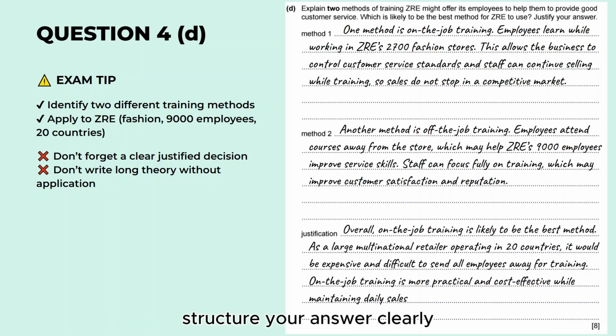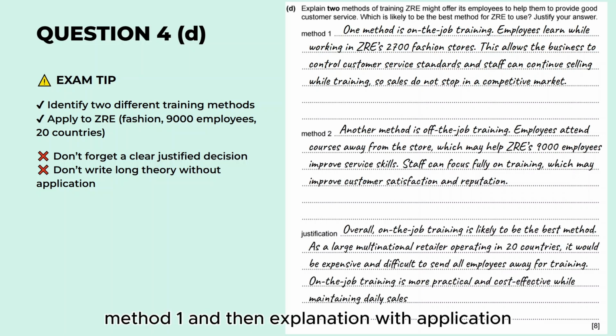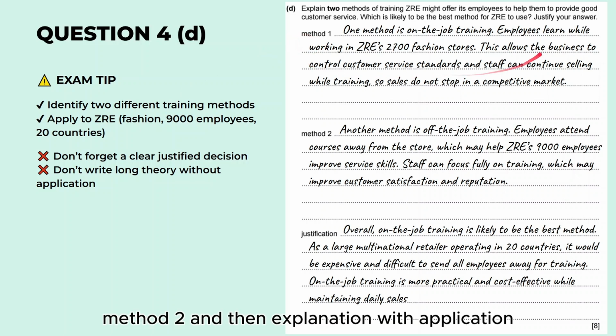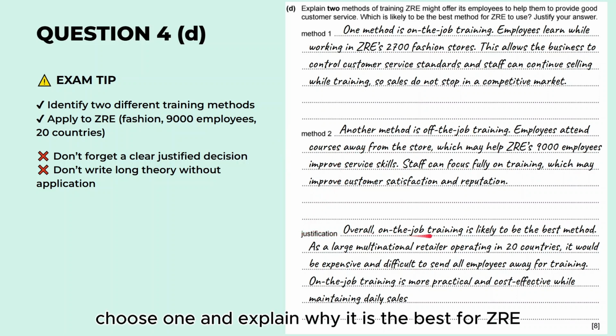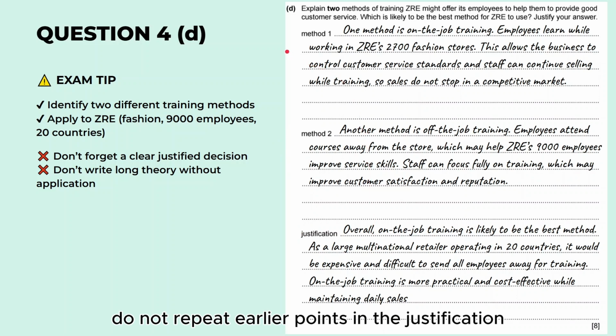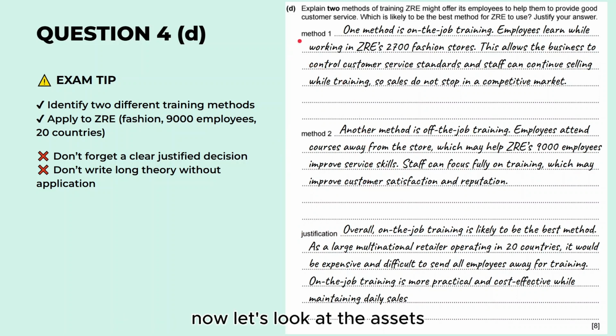Structure your answer clearly. Method 1, and then explanation with application. Method 2, and then explanation with application. At the end, justification. Choose one and explain why it is the best for ZRE. Do not repeat earlier points in the justification. Now let's look at the answers.